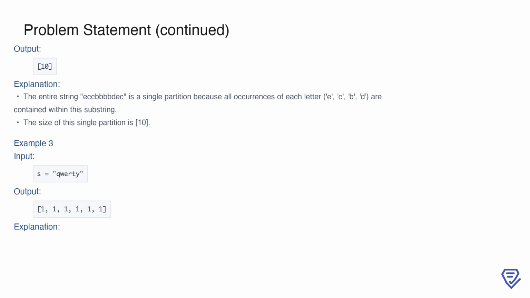Now, let's look at another example where the input string is S equals eccbbbbdec. In this case, the output is 10. Here, the entire string forms a single partition because all occurrences of each letter are contained within this one substring. For instance, E appears at the beginning and the end, C appears near the start and middle, and B is clustered in the middle. Since no letter is repeated outside this single section, we cannot divide the string into smaller partitions. The size of this single partition is 10, which is the length of the string.